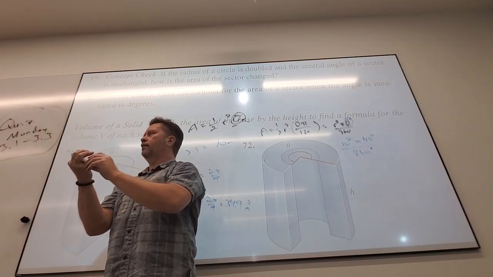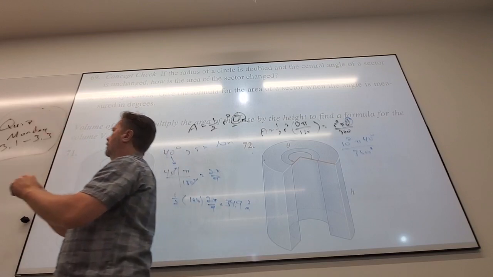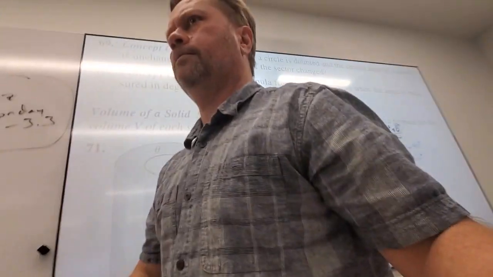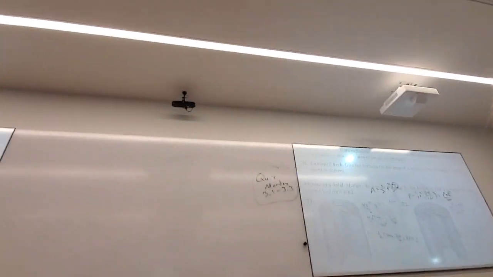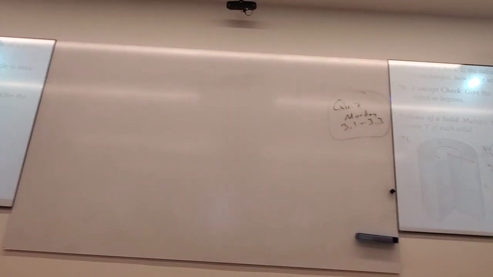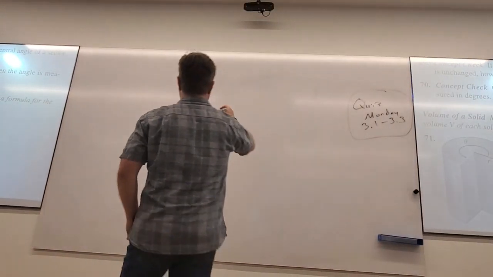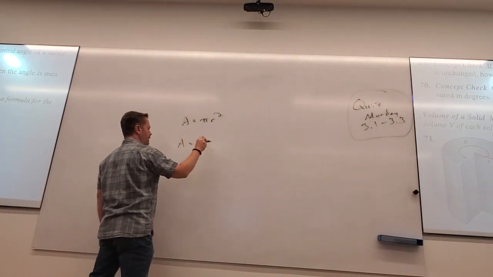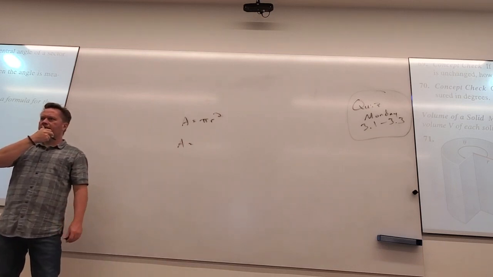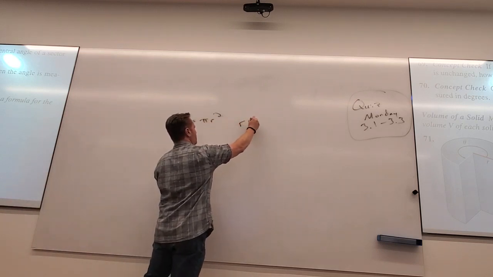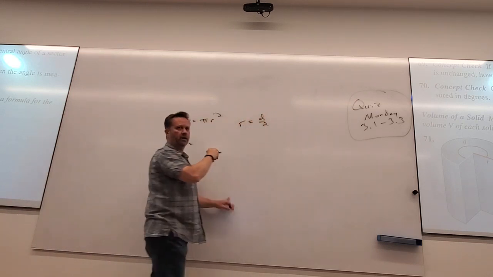I could do this to any formula I want to. Real quick, let me show you another example. What's the area of a circle? Pi r squared, right? This is a formula you almost never would see. Area is pi r squared. I want an area formula that depends on diameter instead. How am I going to do that? Well, what is the radius in terms of the diameter? One half d. Yeah, it's half a diameter, correct?